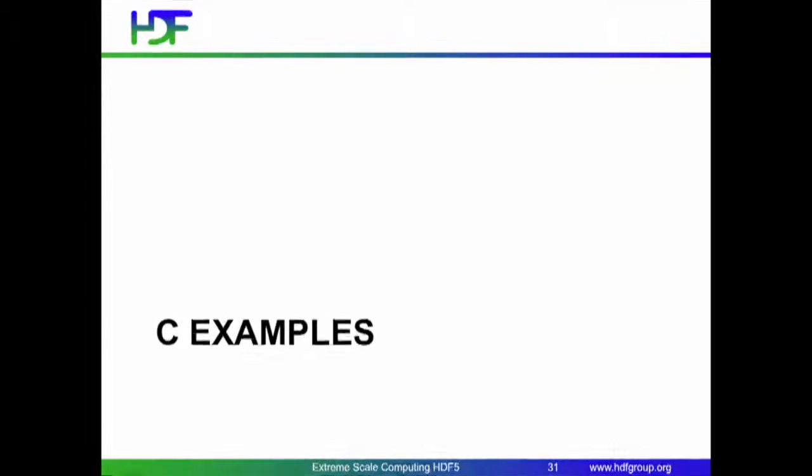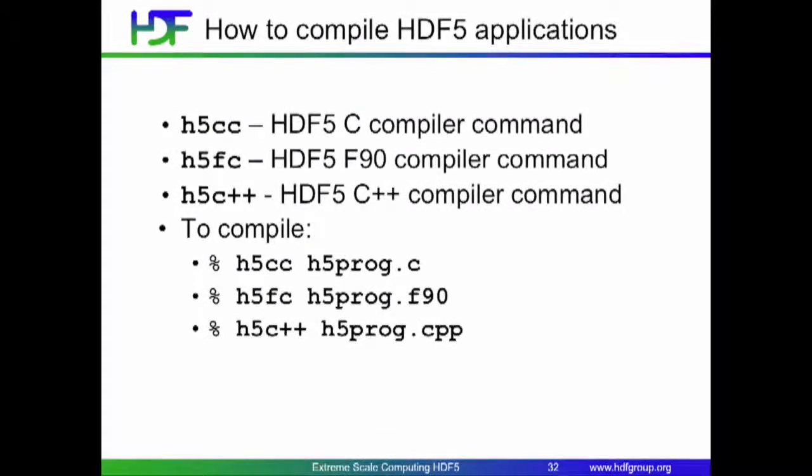So, some C examples. Again, these are what you'd use to compile these simple programs. So it'd be h5cc, h5fc, h5c++. To compile, you would just use these simple wrappers and then the source files themselves.